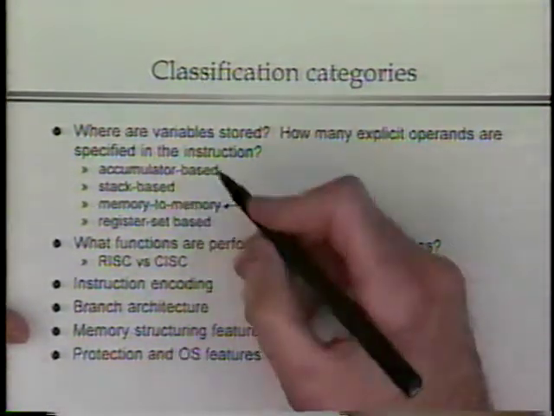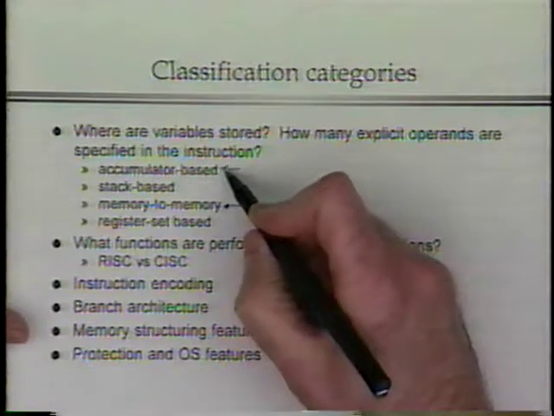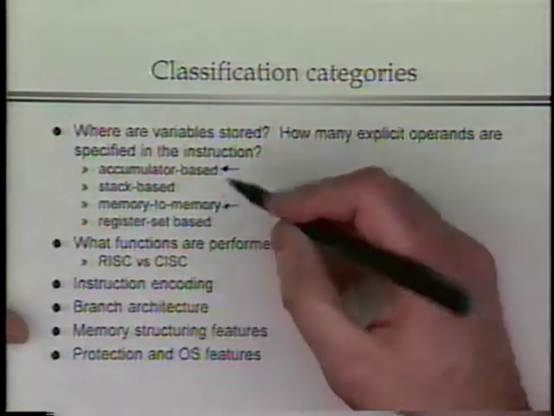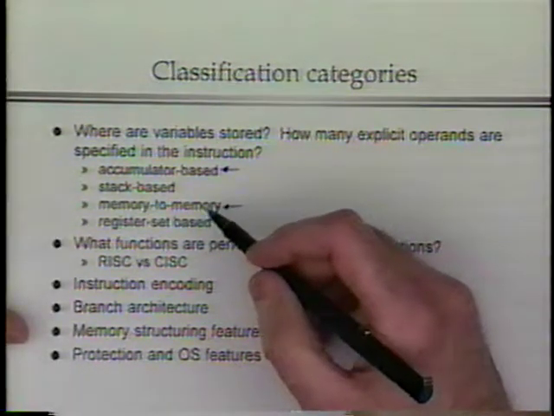The most popular older machines, though, are ones that had a single accumulator, basically a single temporary storage register in which all arithmetic operations were done. And we'll see details of that in a second.